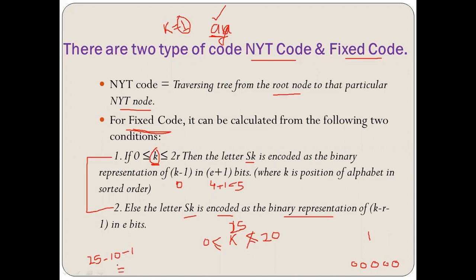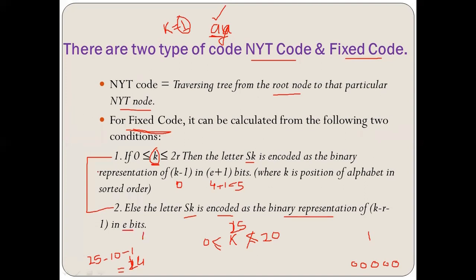11 minus 11, and it will be what? 24. Sorry, 14. Right? So I have 14, and it will be encoded in E bits. E bits means? E bits means E is equal to 4.